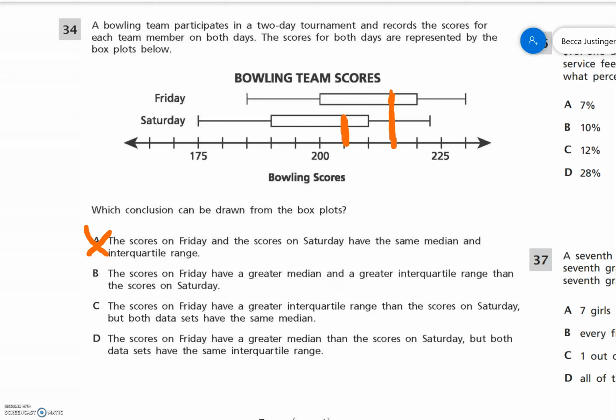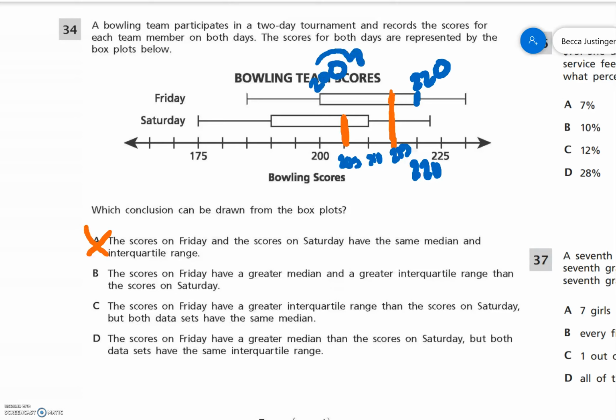Option B, the scores on Friday have a greater median and a greater interquartile range than the scores on Saturday. Well, the median is greater. Let's see if the interquartile range is greater. So interquartile range is from here. That's going to be, these are counting by 5. So this is 205, 210, 215, 220. So 220 and 200.